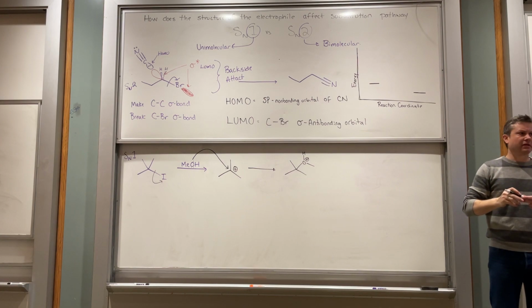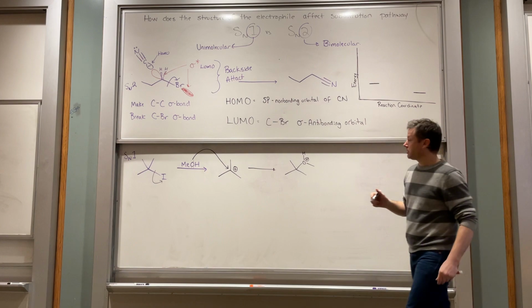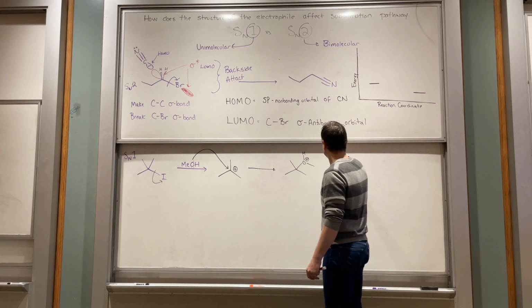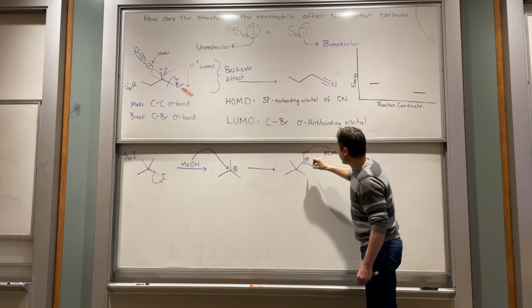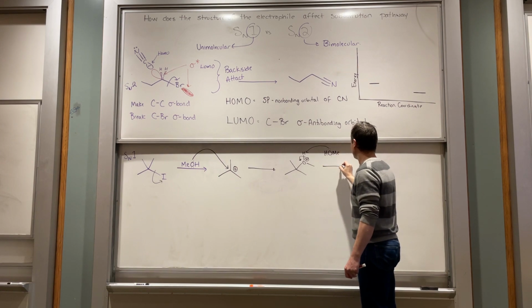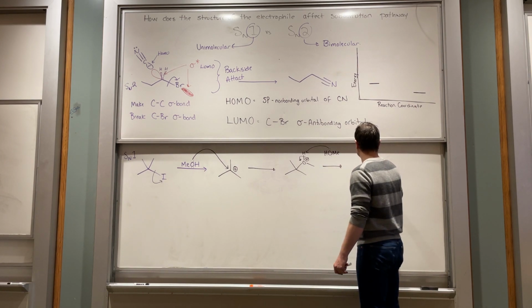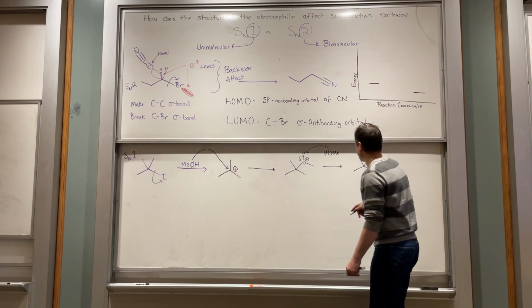So what's the last step then in this mechanism? You could use the oxygen from the methoxy to take off the proton. So we just use another methanol molecule, and that's going to act as a base, pull the proton off, and that will get us to our product.